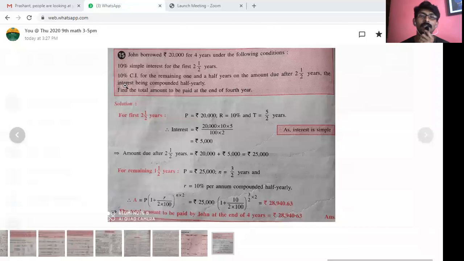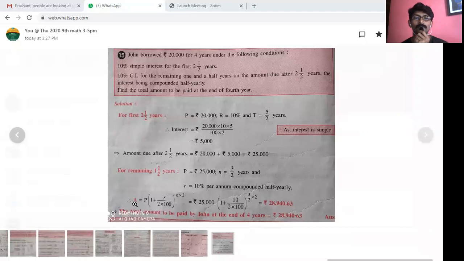And then thereafter that 25,000 is again invested at 10% compound interest for 1.5 years, and that too compounded half yearly. So we're going to use the formula for the remaining 1.5 years. Principal is 25,000, time period is 3/2 years, and the rate is 10% compounded half yearly.